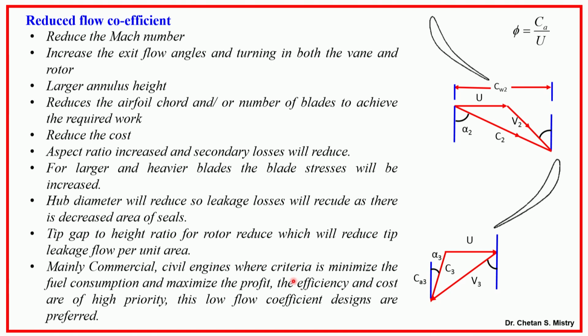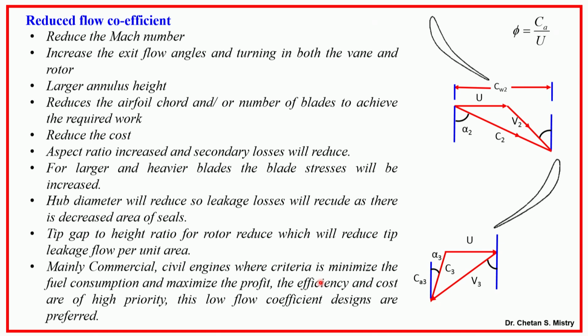and that is the reason why losses are reducing. Mainly when we are talking in terms of commercial or civil aircraft, where the specific fuel consumption is of major criteria, and efficiency is a criteria, under that condition, low flow coefficient design is what is being preferred.